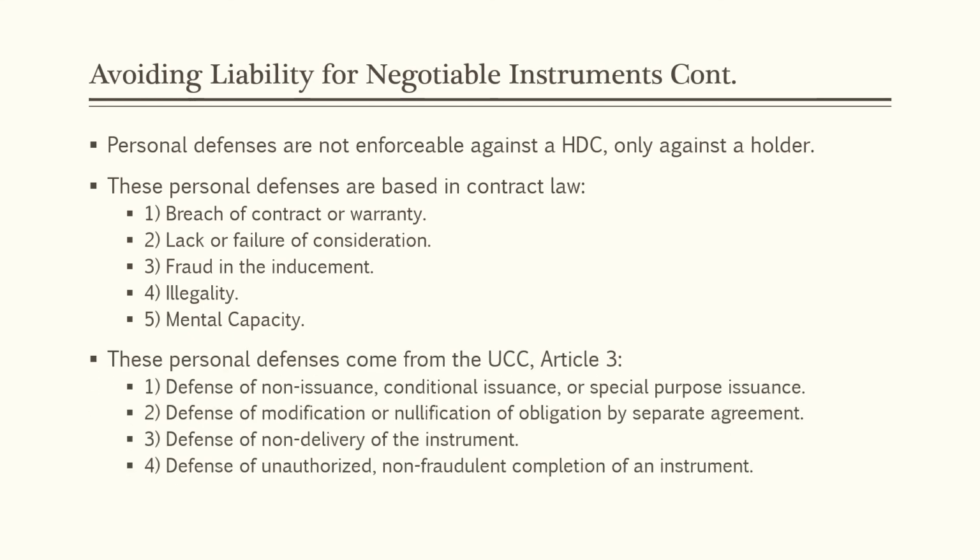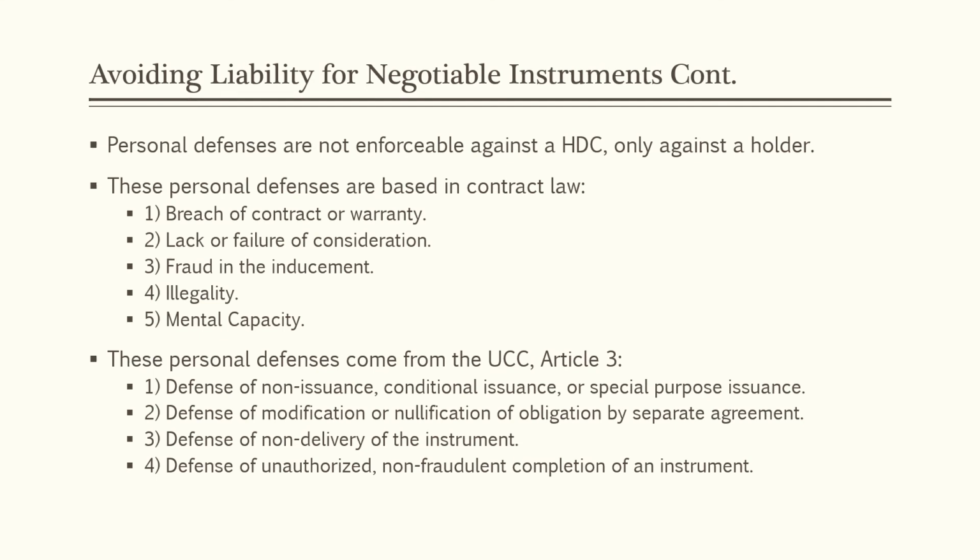These personal defenses come from the UCC in Article 3. Defense of non-issuance, conditional issuance, or special purpose issuance. Defense of modification or nullification of obligation by separate agreement. Defense of non-delivery of the instrument. Defense of unauthorized, non-fraudulent completion of an instrument. Exhibit 18-5 gives a nice summary of the defenses available, and if you're familiar with this chart, you should do well on the quiz.